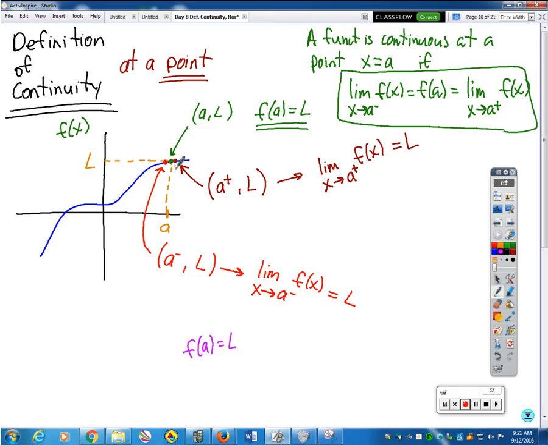Not sure that helped. No, you've got to think of those separately. The thing is, what mathematically proves that something is continuous? What proves it is these three values being the same.